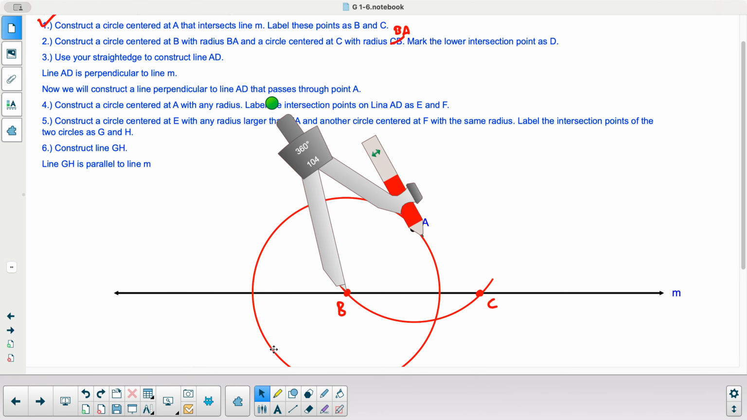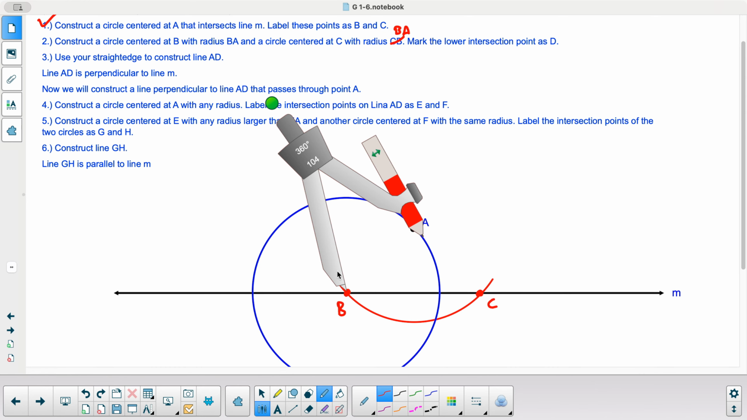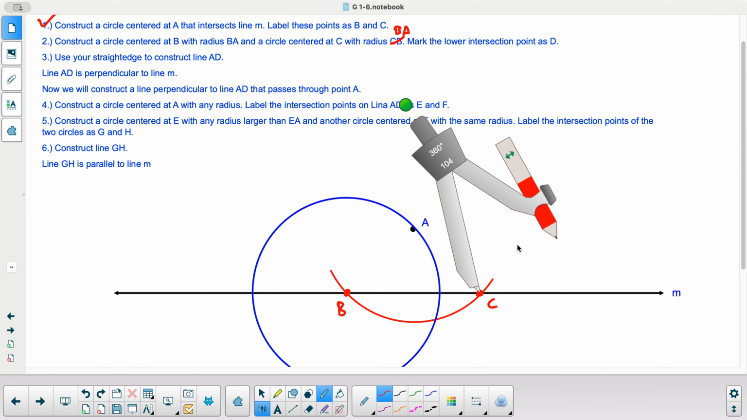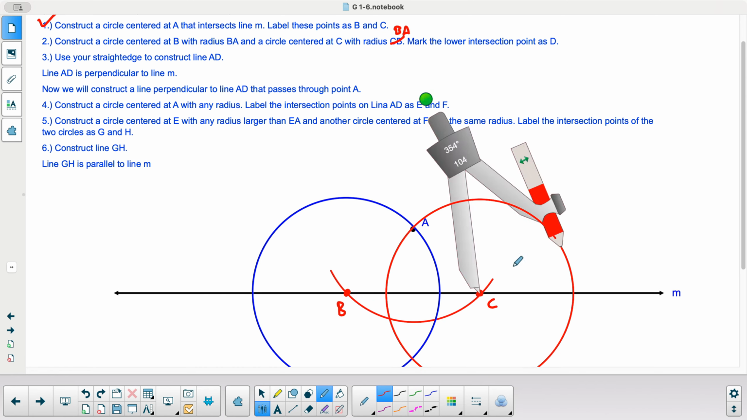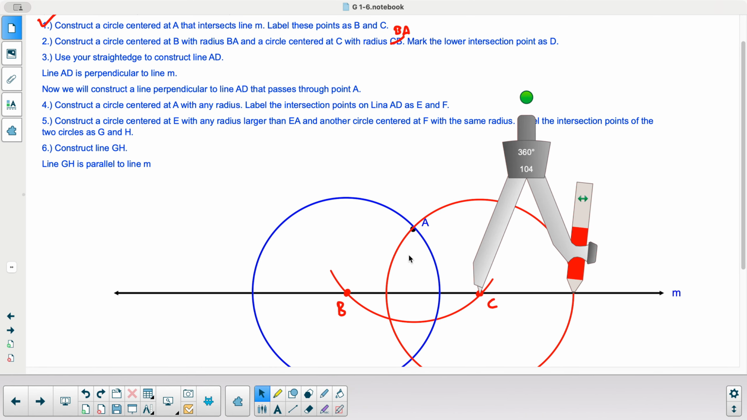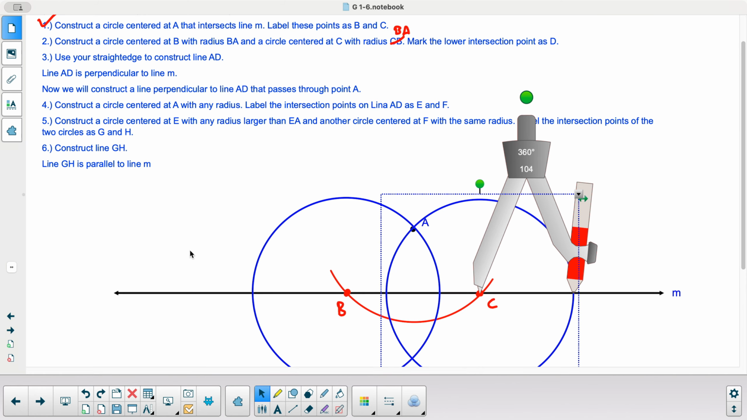You know what, let me change the color on that. Then I go right here, I do the same thing. I don't have to really change my compass because AC and AB are the same. Let me change that color to blue so that you can keep things organized. All right, so then there's that.